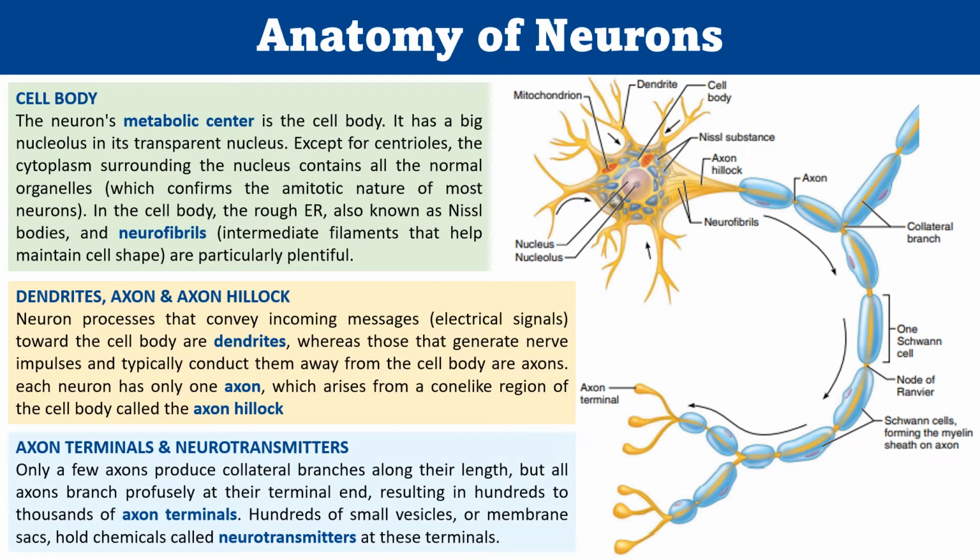Next are axon terminals and neurotransmitters. Only a few axons produce collateral branches along their length, but all axons branch profusely at their terminal end, resulting in hundreds of thousands of axon terminals. Hundreds of small vesicles, or membrane sacs, hold chemicals called neurotransmitters at these terminals.